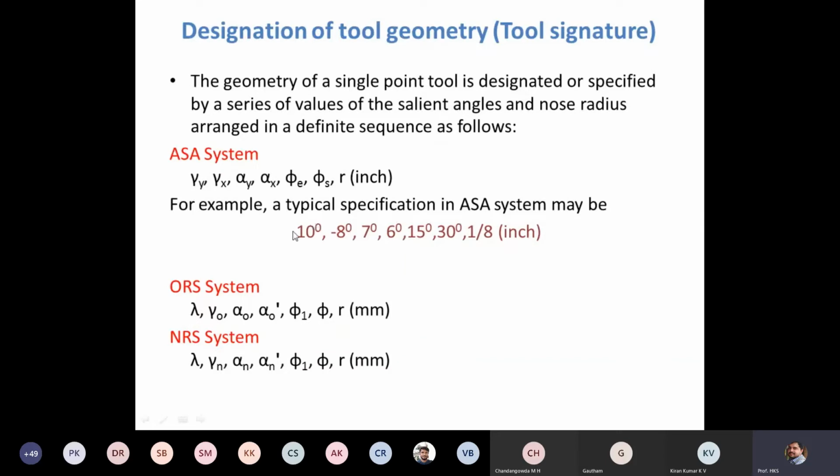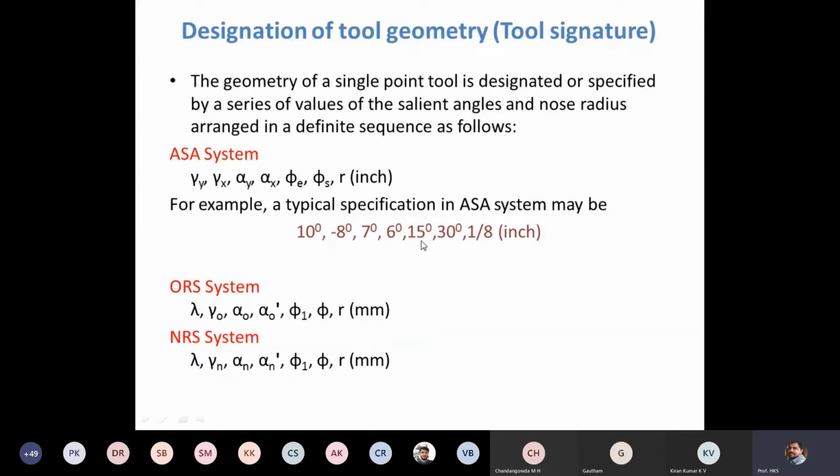In order to understand what this 10 degree, 8 degree, 7 degree, 6 degree means, you must be aware of the different systems used for denoting these details, or representing the tool geometry. The geometry of a single point tool is designated or specified by a series of values, like this series of values of the salient angles.